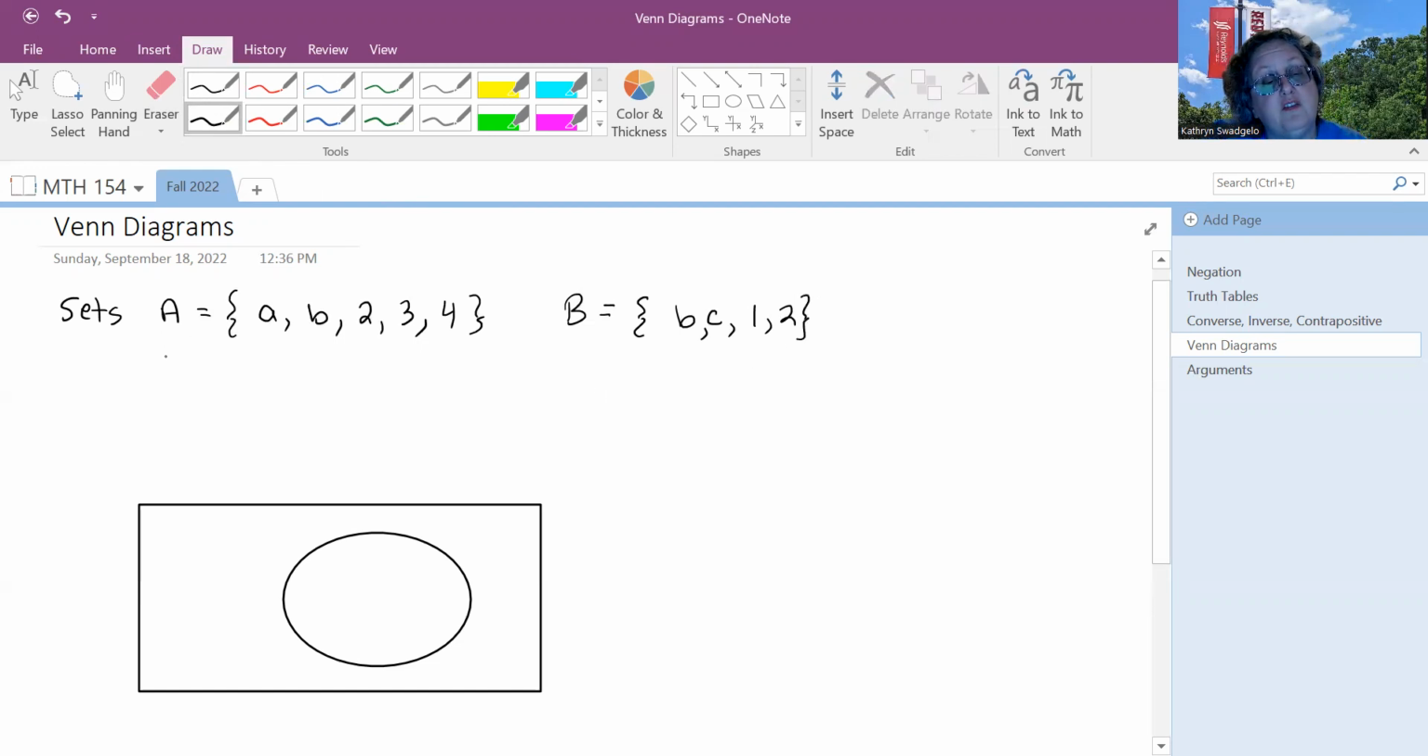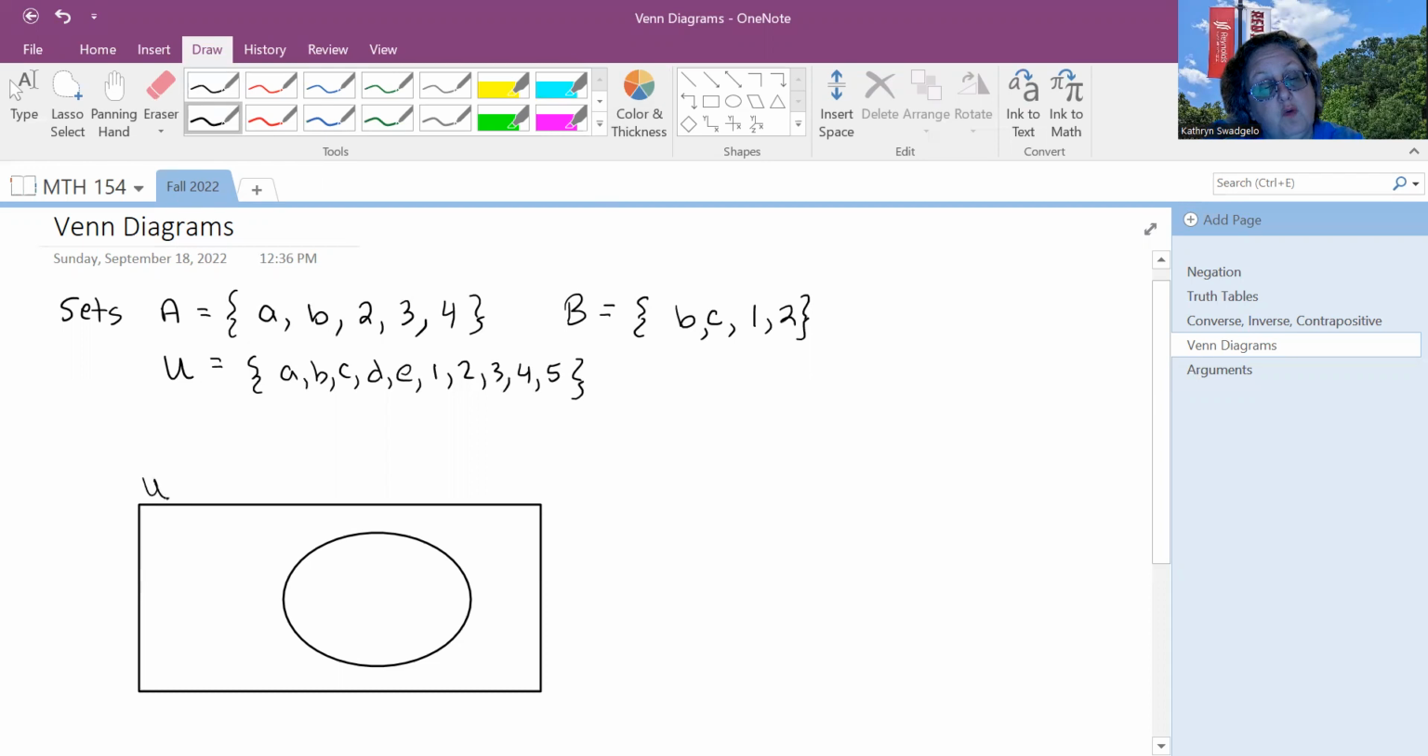Okay, then we have a set that we call the universe. The universe has everything we're talking about in it. So in this case, it might be A, B, C, D, E, and it might be the numbers 1, 2, 3, 4, 5. That's everything. Now we can demonstrate these things by what we call a Venn diagram.